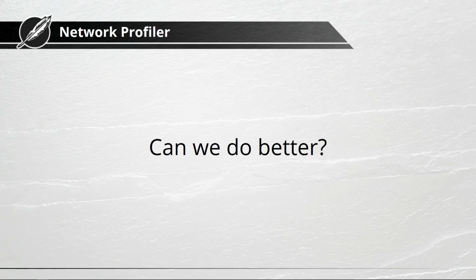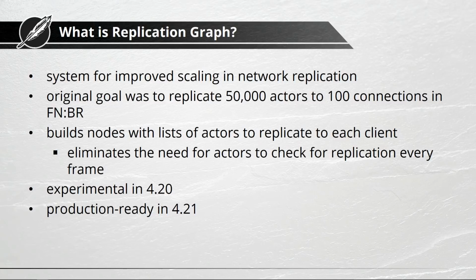And it was around that time when Epic was suddenly talking about a new kind of technology. They were introducing it in Unreal Engine because they needed it for Fortnite. Good for us. And I'm obviously referring to Replication Graph. So Replication Graph is, and I'm shamelessly quoting from the official documentation here, a system for improved scaling and network replication. And the original goal by Epic was to support Fortnite Battle Royale, where they were telling that they had 50,000 actors that they needed to replicate to 100 connections. And this is like a huge deal.